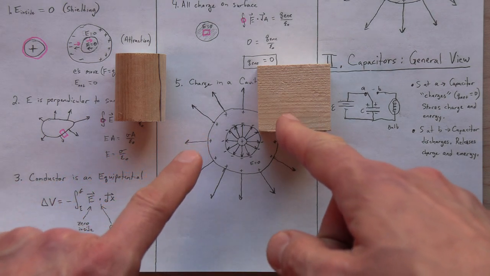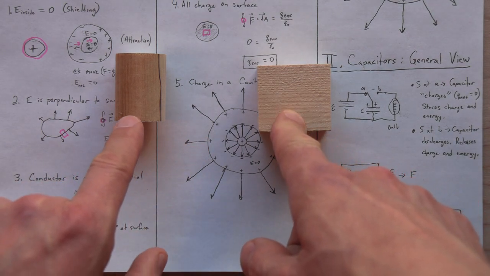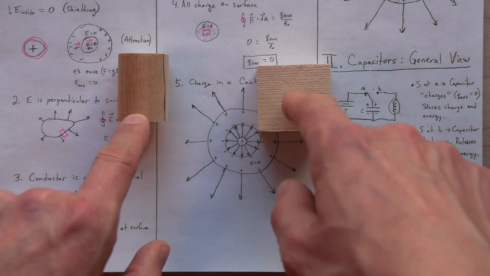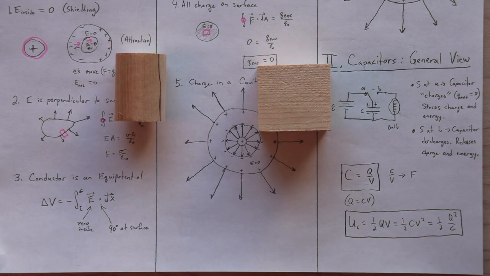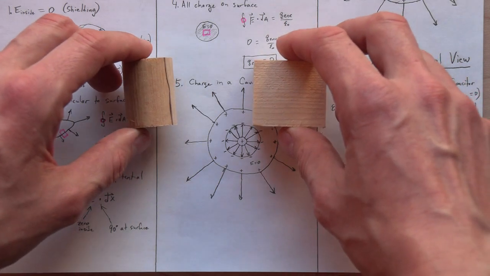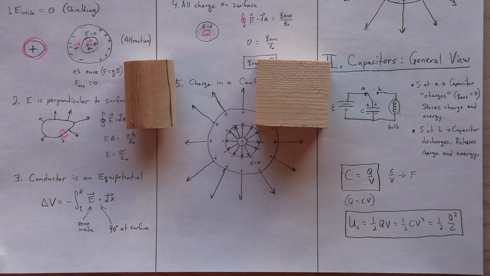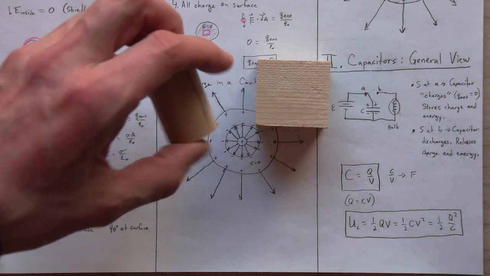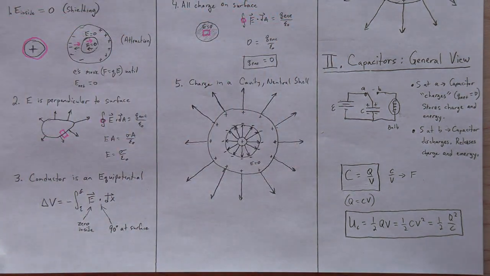I could hook this to one terminal of a battery and this to another terminal of a battery. This would become positive and this would become negative and they would be attracted to each other. So you could have any kind of shaped capacitor you want, but what it is is just two metals next to each other, each one hooked to a different terminal of a battery. Okay? But in general, we have more nicely shaped capacitors. I'm going to talk about that in a bit.